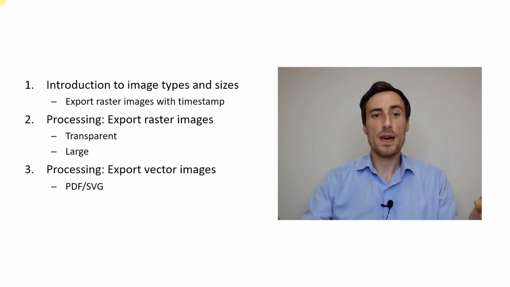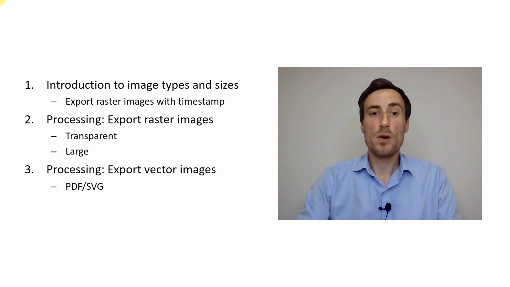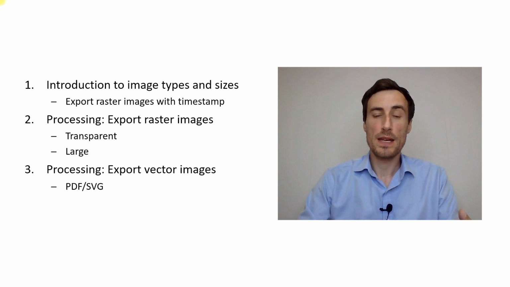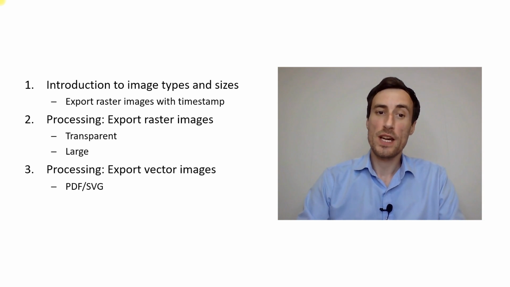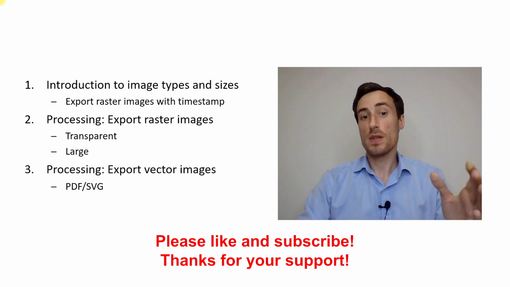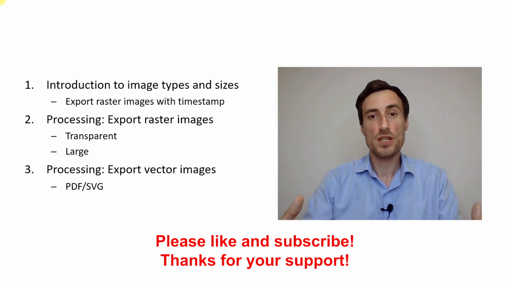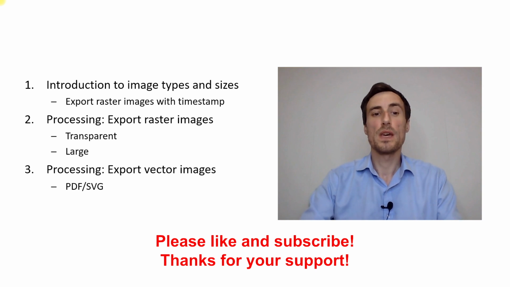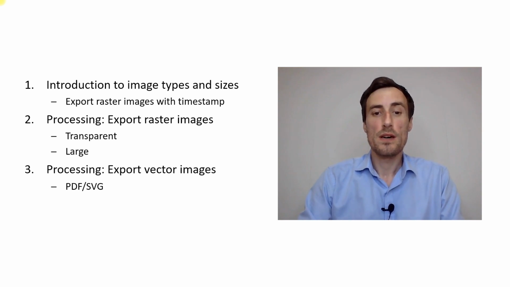I'm David, and this is the first video of 3 where I would like to talk about how to export images. And I will talk about image types, image sizes, also how to export images with a timestamp for file names. In the second video, I would like to talk about transparent images or images with transparent backgrounds, and also how to export the images as large images to be printed for high quality prints. And then of course in the last one I will talk about vector images, how to export them into PDFs or SVGs.